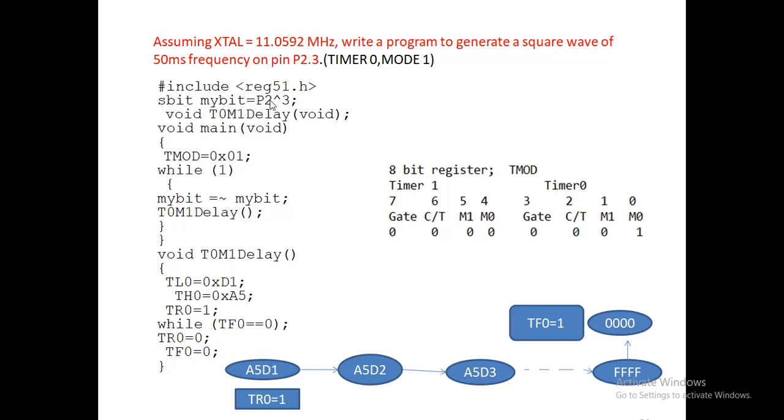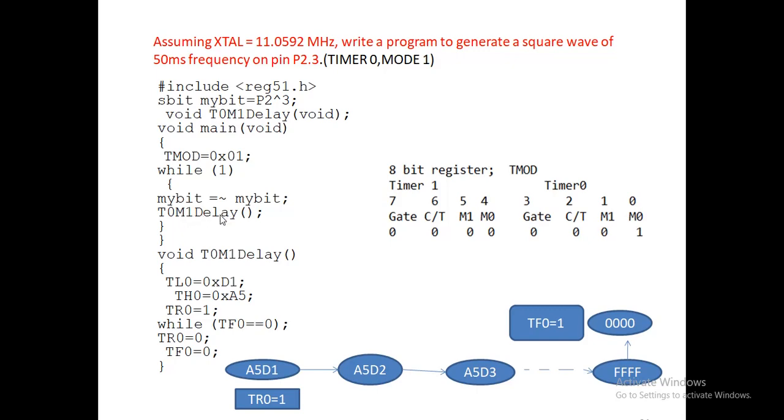I am going to generate the square wave with 50 millisecond, writing the user defined function to write the delay program. In void main, I configure the TMOD register as timer 0 mode 1, and I write this program statement inside the while loop. So it is an infinite loop. Your microcontroller is going to generate the square wave until you switch off the microcontroller. After that I call the delay function.